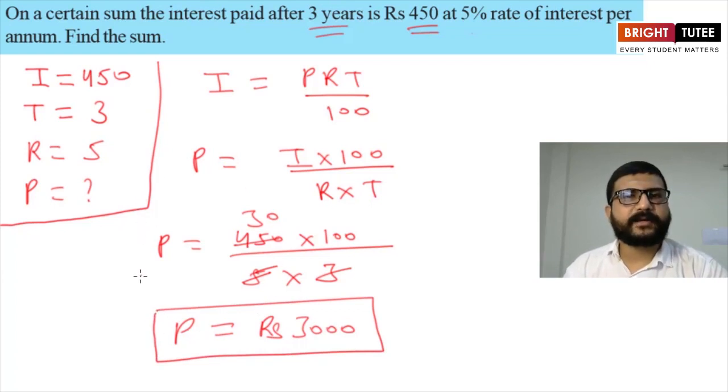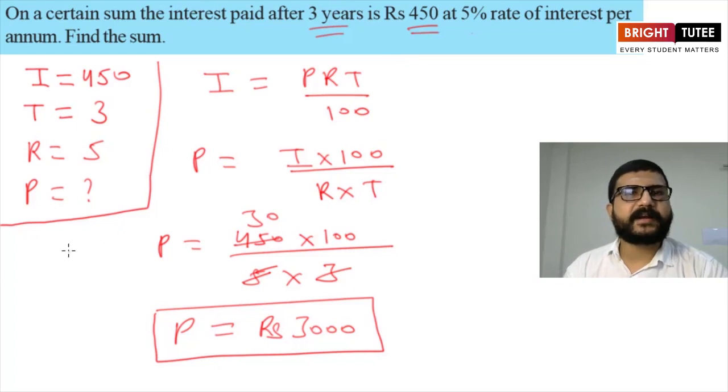So it means, according to this question, if the sum of rupees 3000 is given for interest and the interest rate is 5% and the time period is 3 years, then the amount of interest will be rupees 450. Or we can say that on rupees 3000, the interest paid after 3 years is rupees 450 at 5% rate of interest per annum.